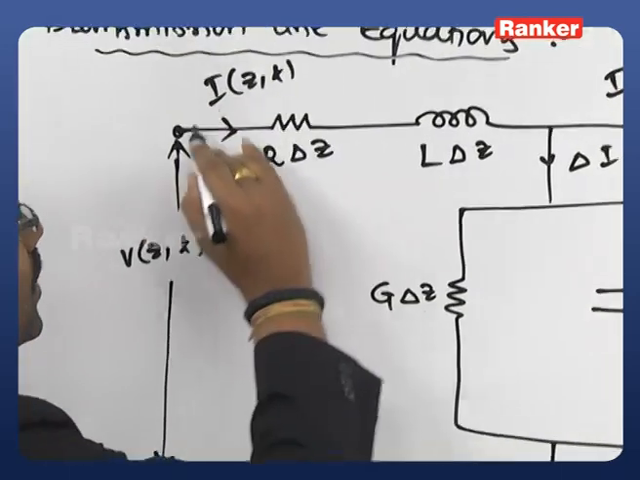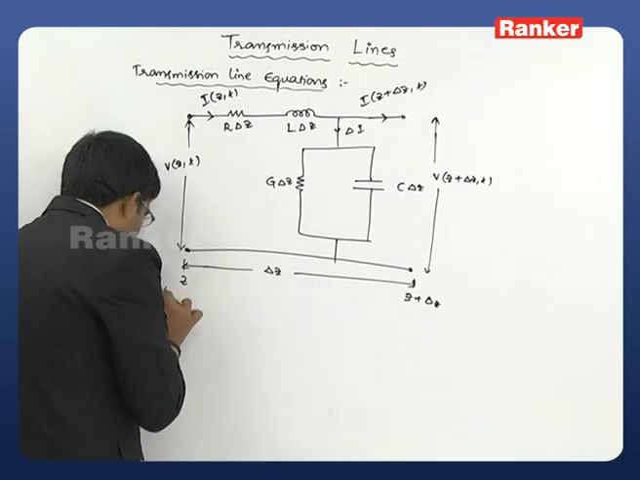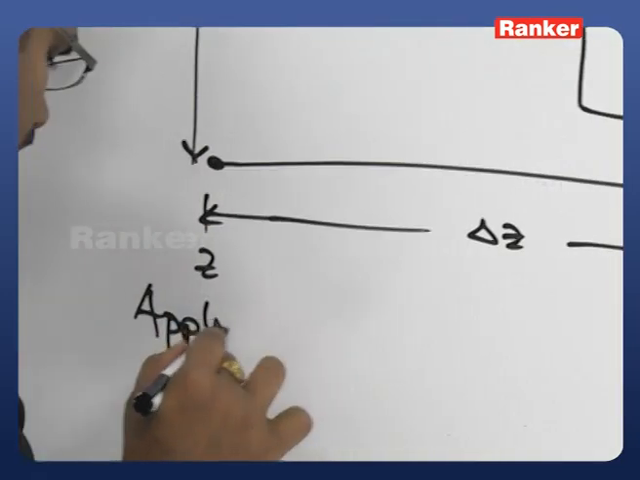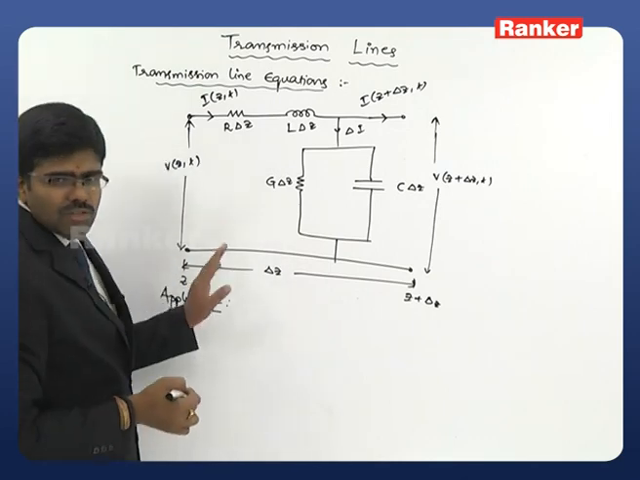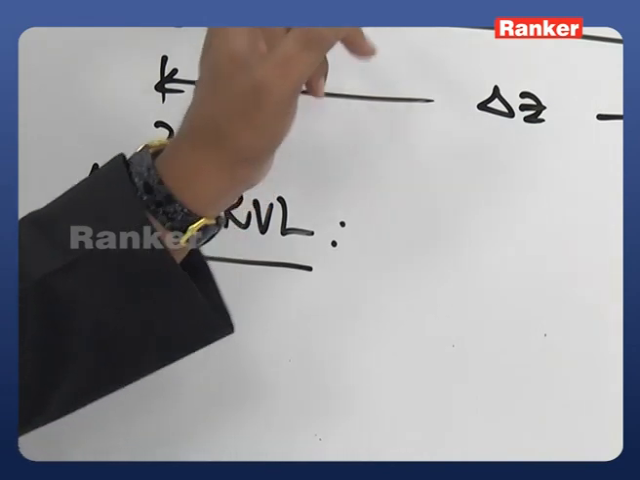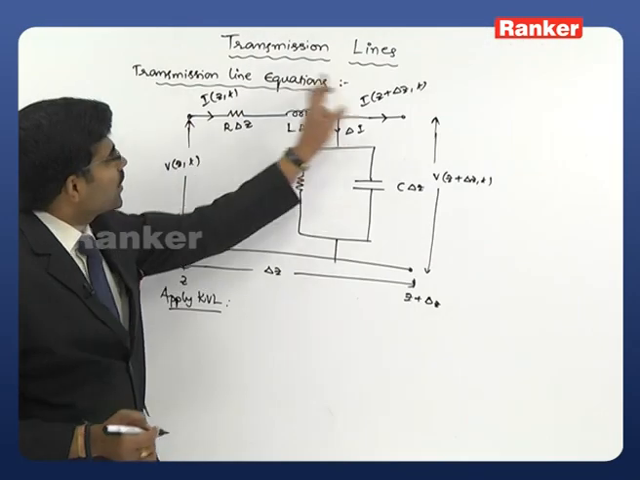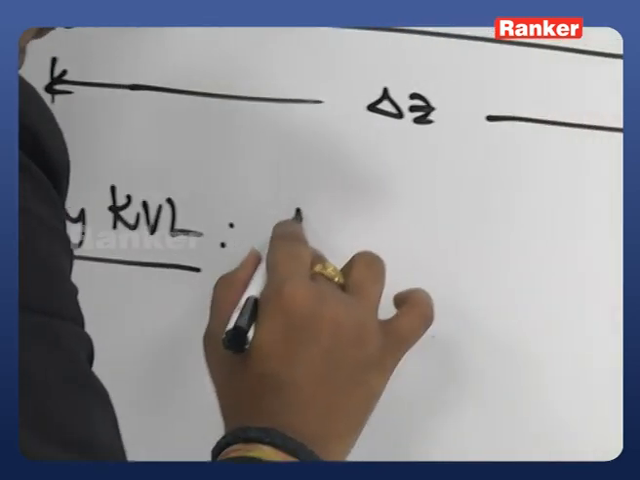Now, let us consider the outer loop. For this outer loop, apply KVL. Just observe that what I am doing is applying KVL to the outer loop. Don't take the inner loop, just don't take this loop or this loop. For the outer loop, apply KVL. Now, start from here. So, what is the voltage?